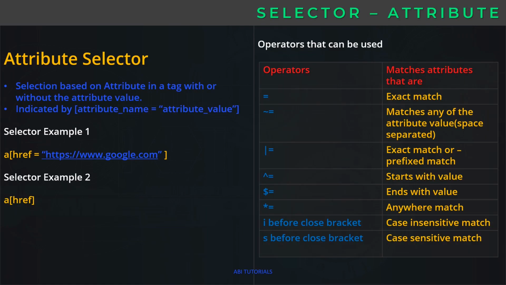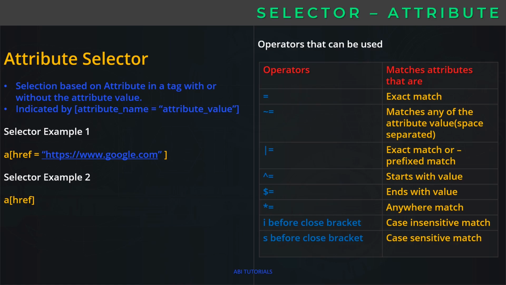The final type of selector we are going to see is the attribute selector. The attribute selector selects an element based on the presence of an attribute with or without an attribute value. The attribute selector is denoted with the attribute name equals attribute value enclosed within square brackets. In the given selector example 1, the selector tends to select all the A tags that have an href which refers to http://www.google.com. Selector example 2 provides you with a selector which will select all the A tags that have an attribute named href irrespective of the attribute value.